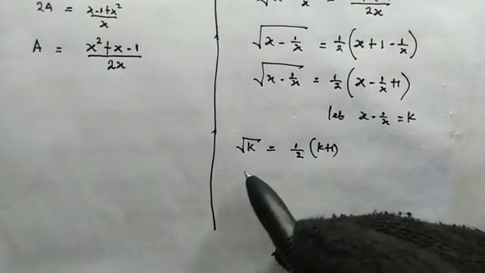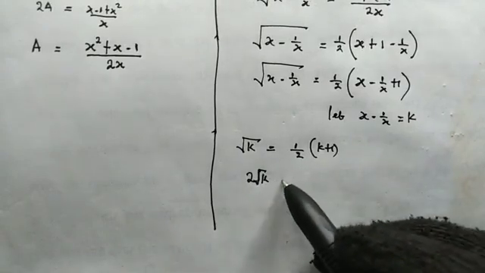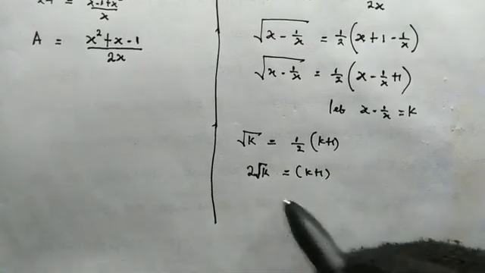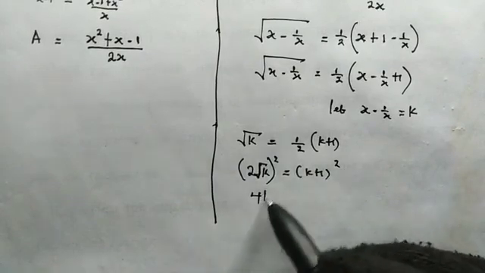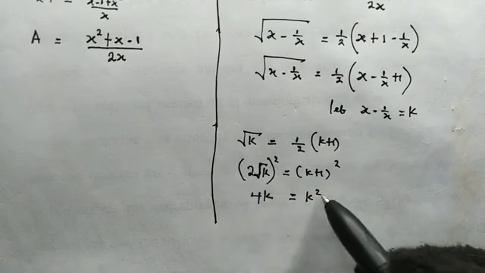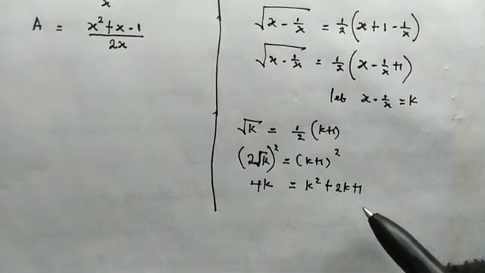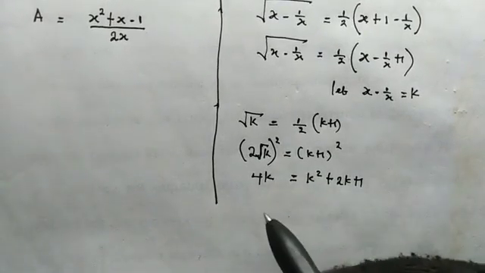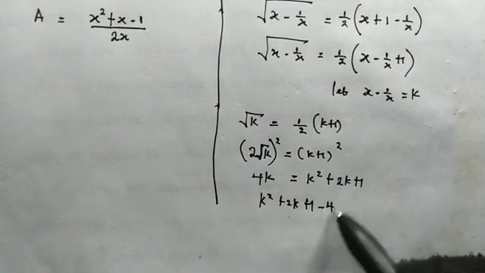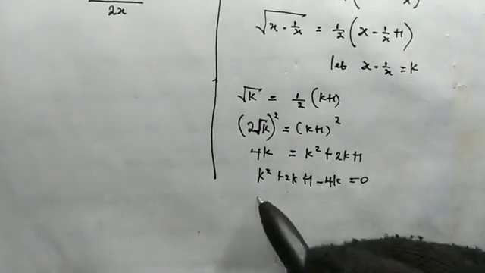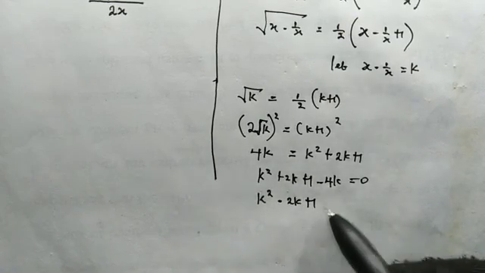So from here we cross multiply, we get 2 times the square root of k. This is equal to k plus 1. So let's go ahead and square both sides to get rid of this root sign. So here we have 4k is equal to k squared plus 2k plus 1. So from here let's subtract 4k from both sides. We get k squared plus 2k plus 1 minus 4k is equal to 0. So from here we get k squared, 2k minus 4k, that is negative 2k, plus 1, is equal to 0.